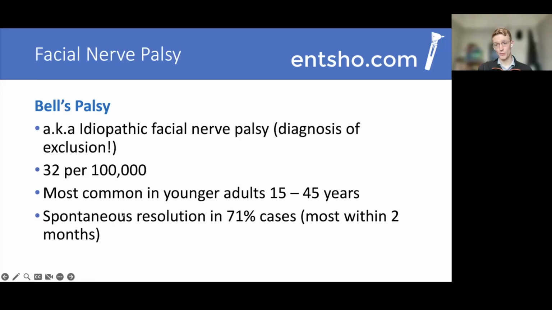Bell's palsy is the one most people have heard of. This is idiopathic facial nerve palsy, and as I say, it is a diagnosis of exclusion. So you've got to make sure that they don't have Ramsay-Hunt syndrome, a parotid mass, or a severe ear infection that's causing this. So you do have to examine the patient to get to that conclusion. It's not uncommon, 32 per 100,000. It's more common in younger adults. However, it does have quite a good prognosis. Most people, 71%, will spontaneously resolve within 2 months.